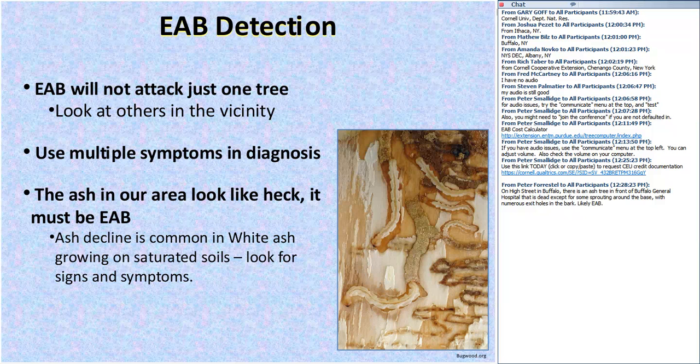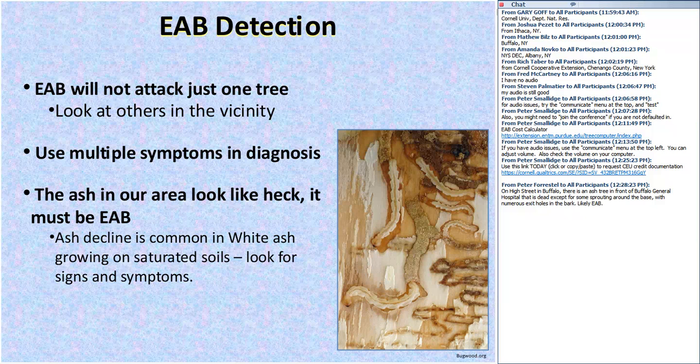So be sure you look at other trees around there. Use multiple symptoms in the diagnosis. Just don't look for the little D-shaped exit holes, which are really hard to see from a distance. Just don't use crown symptoms. Look for woodpeckering. Look for some of these others.